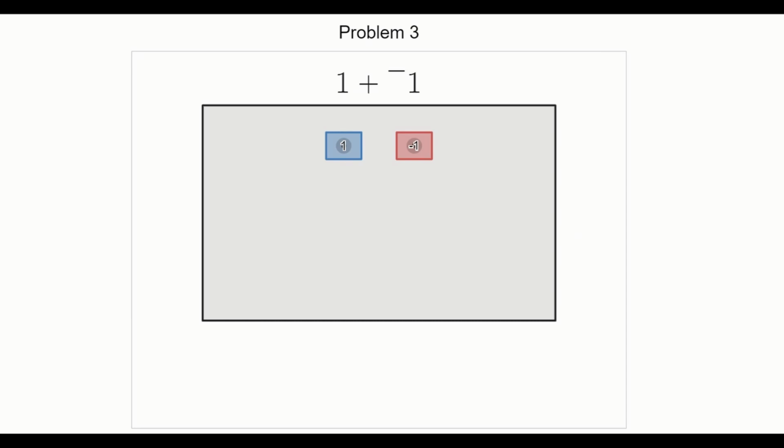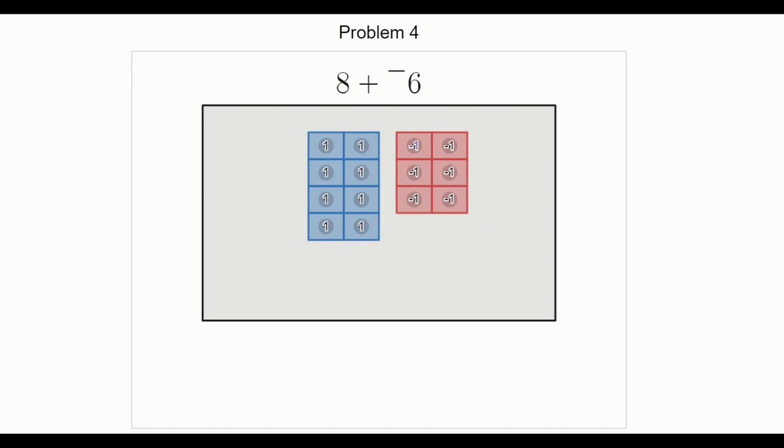Problem 3. 1 plus negative 1. So positive and negative tiles have a unique interaction when we combine them together. So what do you notice happens when we combine a positive and a negative? So hopefully you notice that when we combine a positive and a negative, they cancel out and we get 0. This is also sometimes known as a zero pair. When we have a pair of positive and a negative, they cancel each other out and we end up with 0.